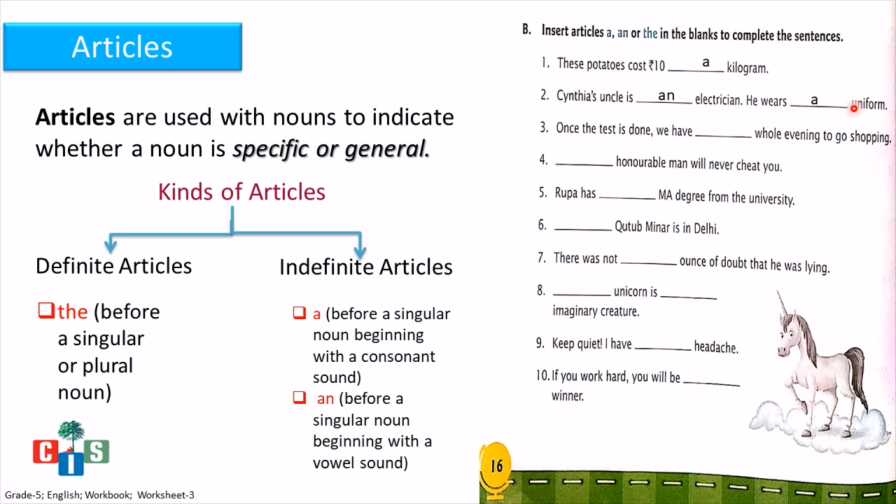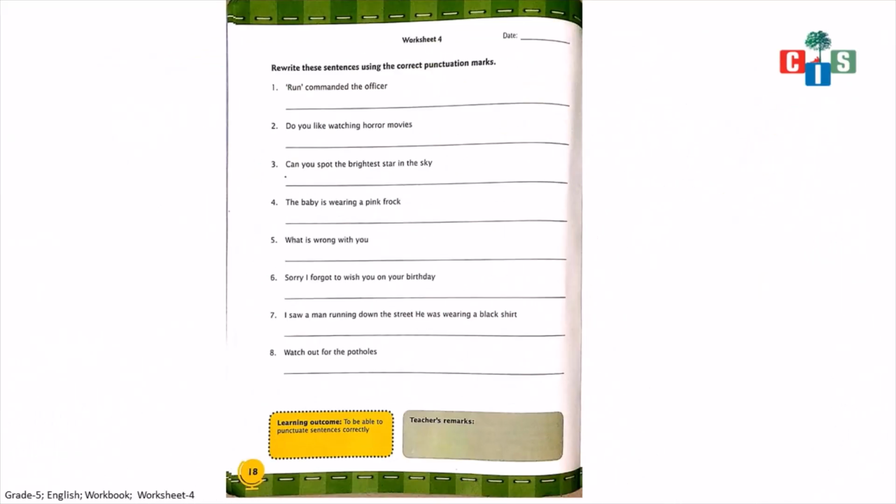See scholars, here it is uniform. U is a vowel, but when we are pronouncing, we are not getting a vowel sound, we are getting a consonant sound. So that's why here it will come a. Okay, in the same manner you have to solve the rest of these sentences, and first you have to try by yourself. And the last exercise, last worksheet, that is worksheet 4. After this you have 2 more worksheets that you have to do by yourself.